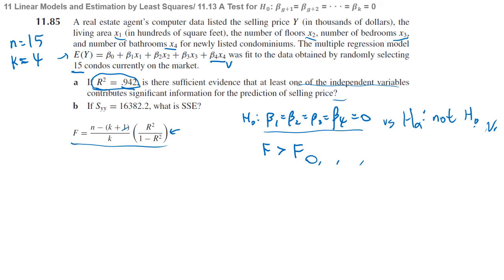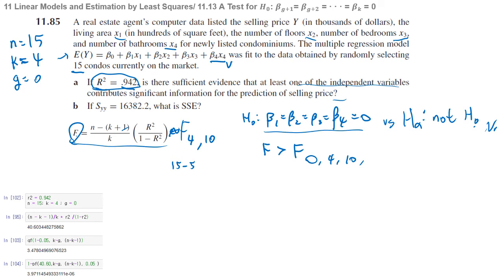Let's just check the degrees of freedom. Here k is 4 and g is 0, and n minus k minus 1, which is 15 minus 5, is 10. So the degrees of freedom for this F distribution, this follows F with 4 and 10. And from here we can calculate the p-value, so let's try to do that.